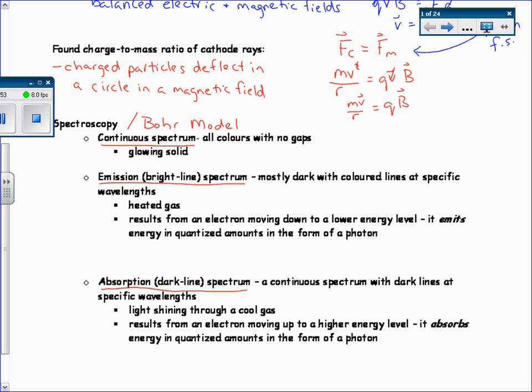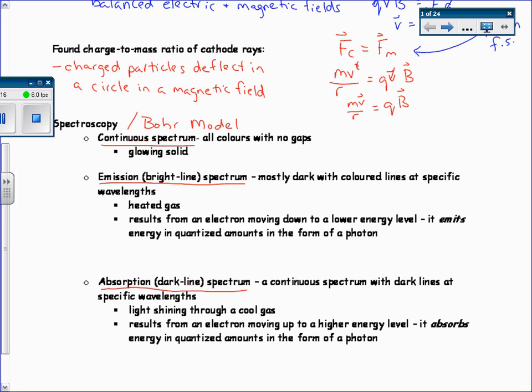So a continuous spectrum is all the colors with no gaps. It's Roy G. Biv with no black in it at all. The emission or bright line spectrum is mostly dark with colored lines at specific wavelengths. It is what you observed at U of A when you did that, right? So if you can think about that, it was all black and it had just these bright bands, and it took a long time sometimes to find those bright bands, just by the nature of the equipment.